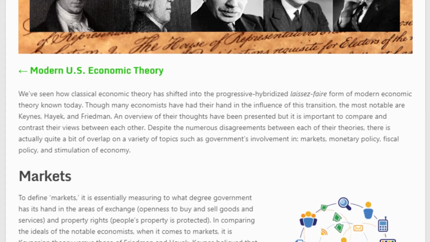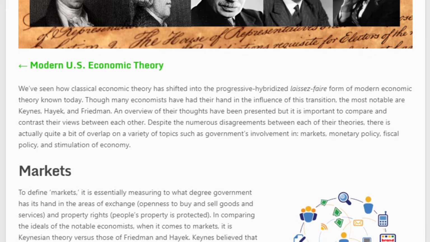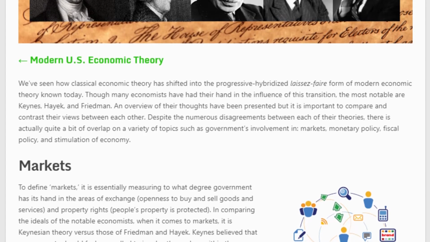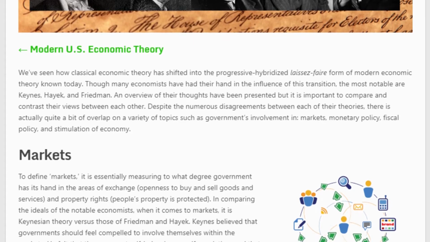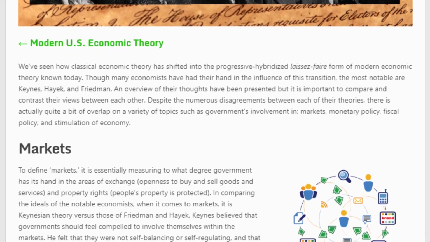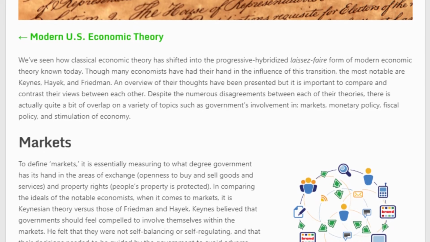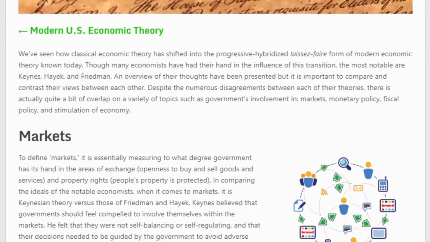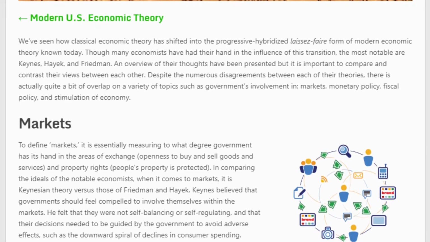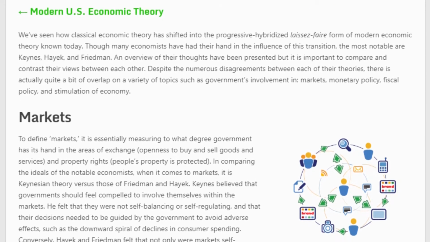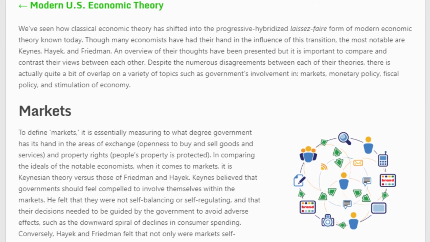But when it comes to markets, how do these three economists fare? To define markets, it is essentially measuring to what degree government has its hand in the areas of exchange, or the openness to buy and sell goods and services, and property rights. People's property is protected. In comparing the ideals of the notable economists when it comes to markets, it is the Keynesian theory versus those of Friedman and Hayek.